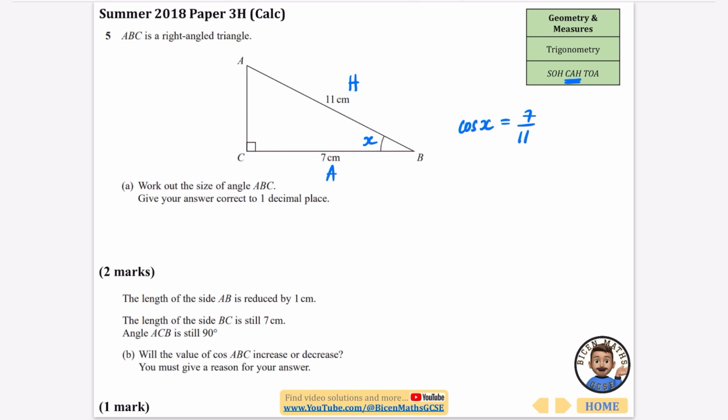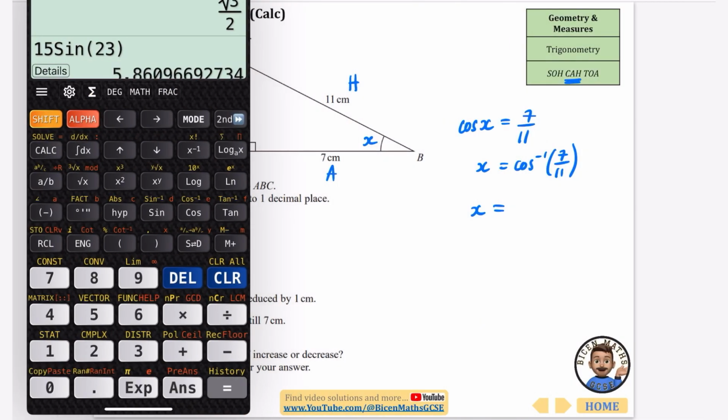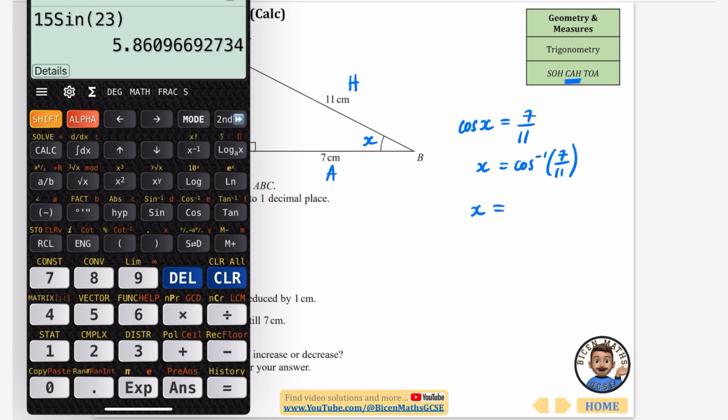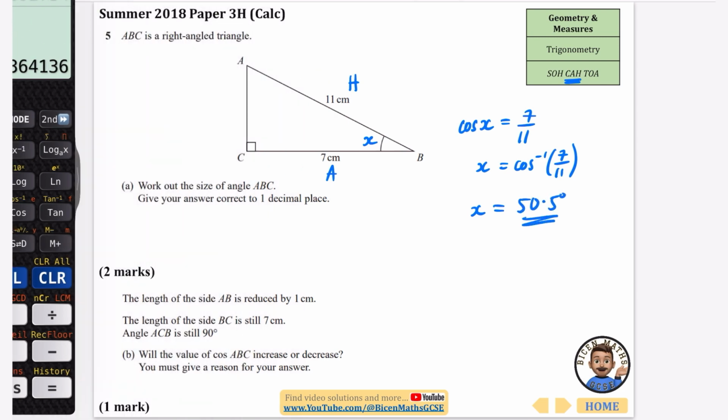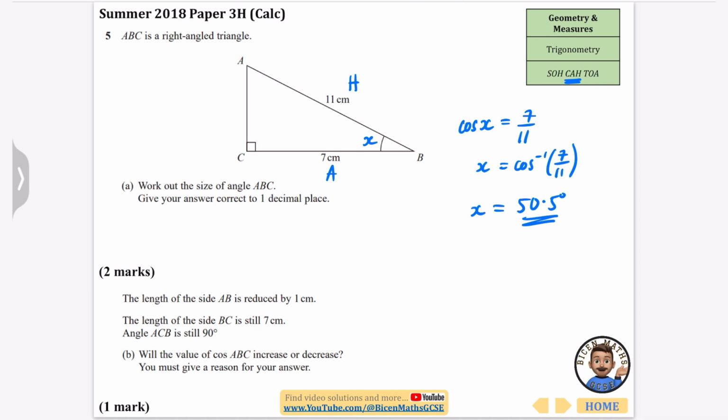Now, if you want to find out x, which is inside the cos function, you have to apply the inverse cos function to both sides. So I'm going to be applying the inverse cos function to 7 over 11, and that's going to give me what the angle is. So I'm just going to put it onto the other side of the calculator. I'm going to do the inverse cos of 7 over 11, and I've got the correct answer to one decimal place is 50.5 degrees. It then says for the next part, the length of side AB is reduced by 1.